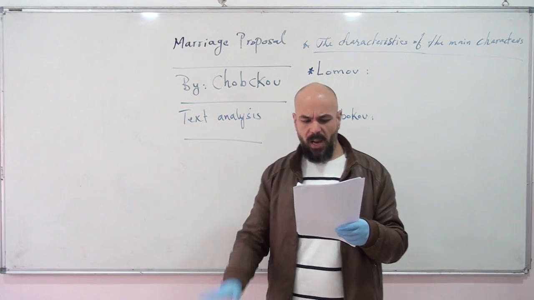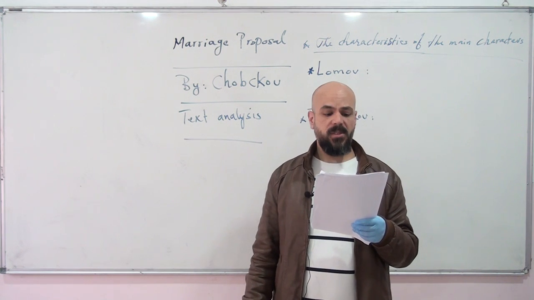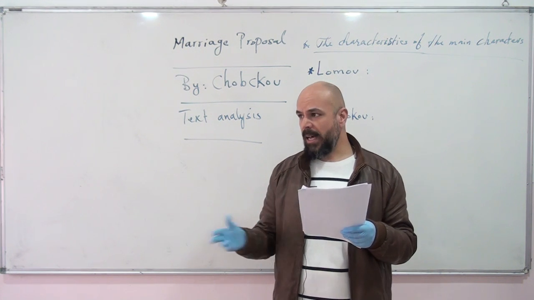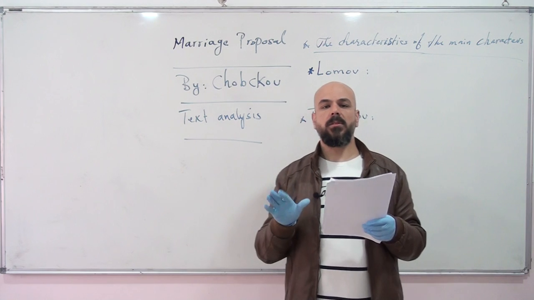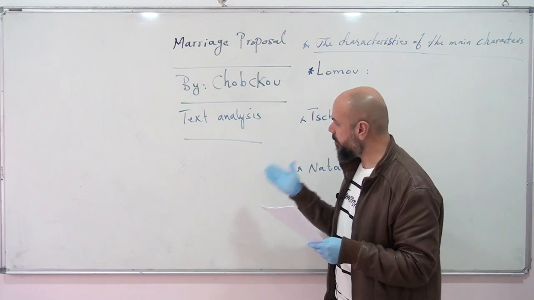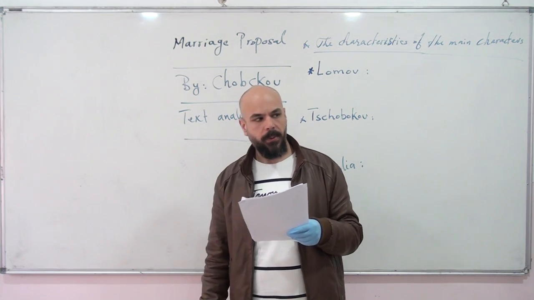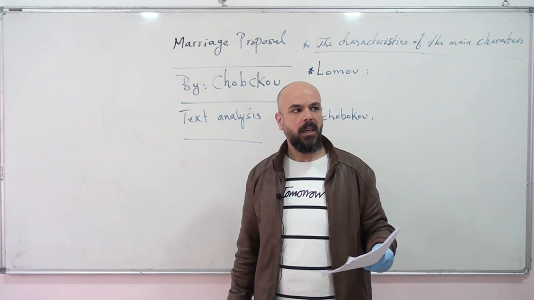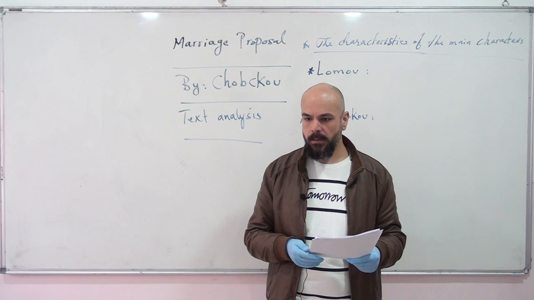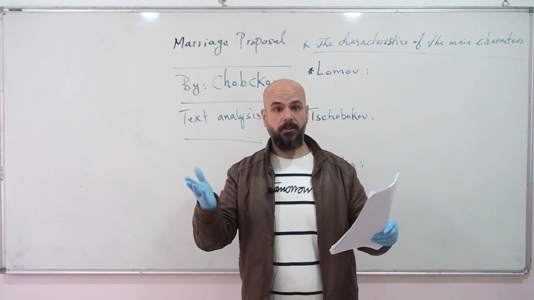Let me start with the oxen meadows. The oxen meadows represent the power of Stepan and Natalya, the power of that rich family. Now we're talking about a text written in the late 18th century or the beginning of the 19th century, so we're talking about old ages. That is why the standard of the luxurious life was completely different from the current one.